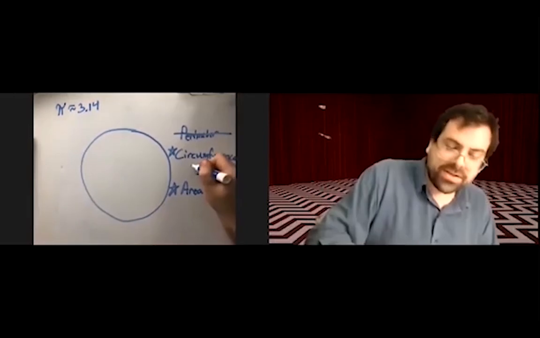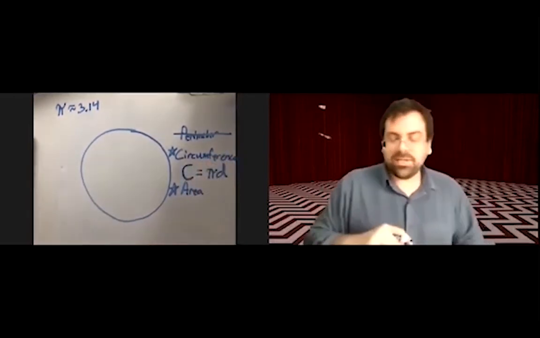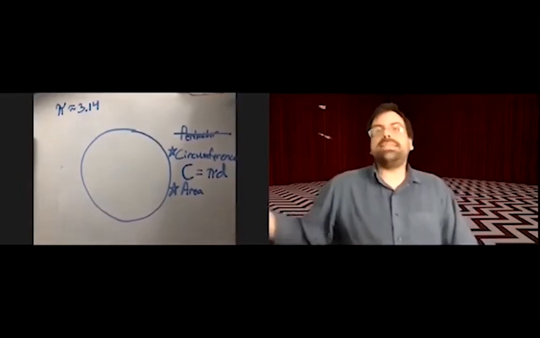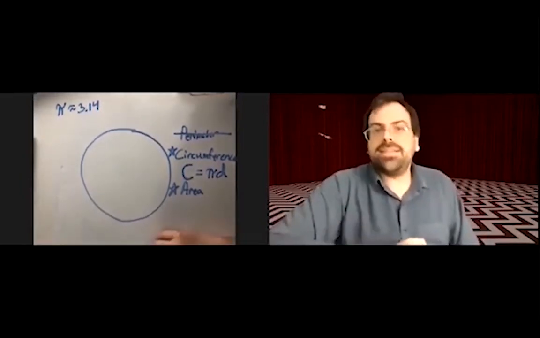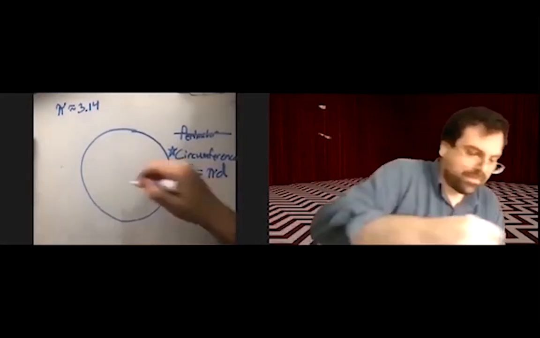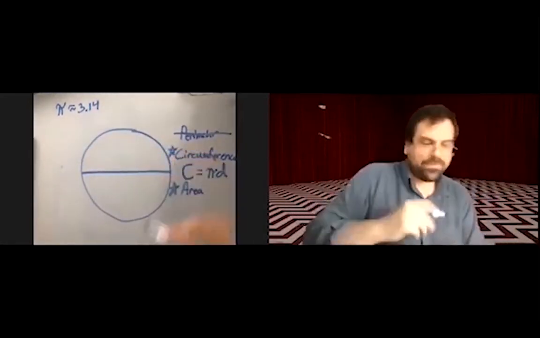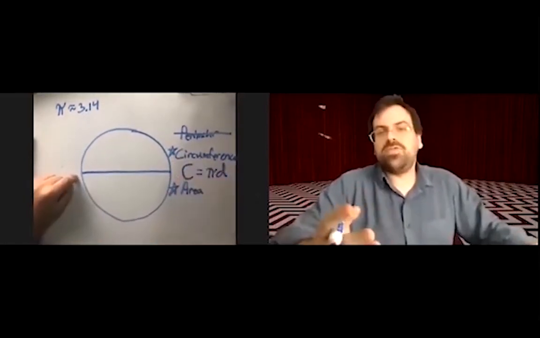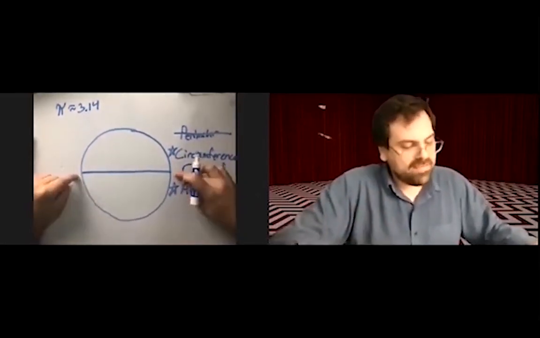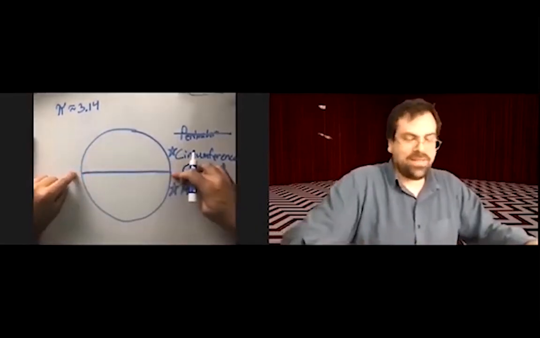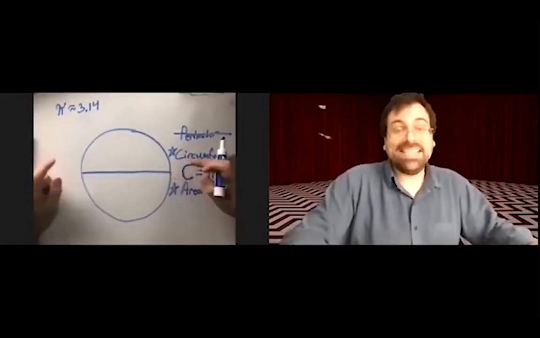So the circumference, the distance around the circle, equals pi times the diameter. Well, what's a diameter? That's another new word. A diameter, now I've drawn a Pokeball. The diameter is the length of the circle at its biggest point.